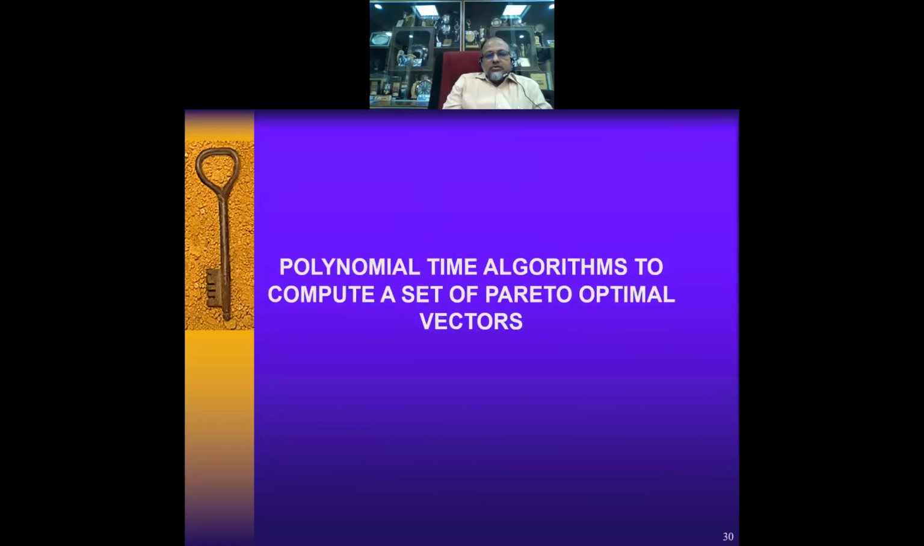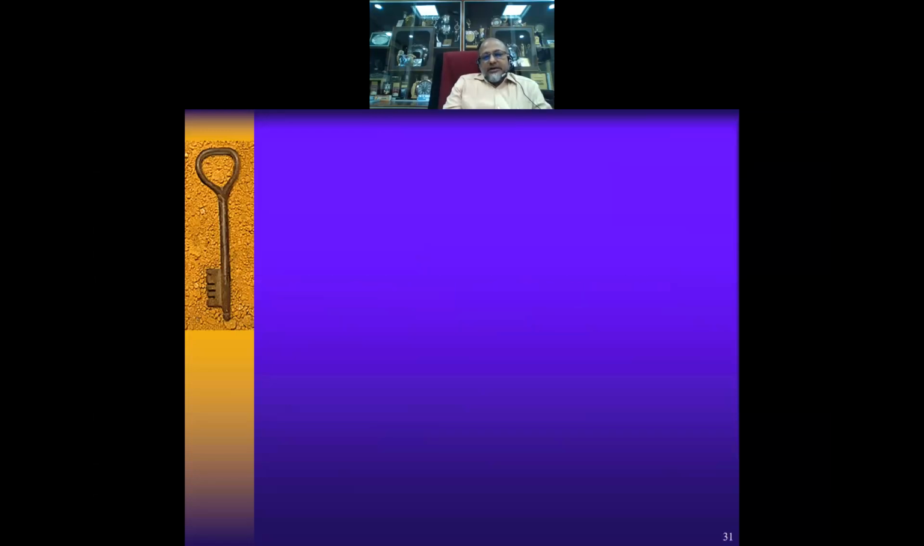Now we try to find a polynomial time algorithm to compute a set of Pareto optimal vectors. We tried, and we have developed one or two algorithms.